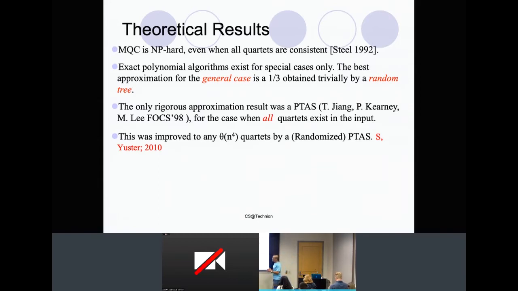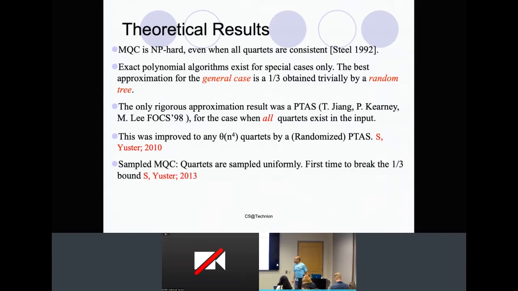Our first result when we started: remember that I spoke that since my postdoc in 2004, I have been dealing with quartets, but all this was heuristic. A PTAS for not any n to the four quartets. But this is the main result.